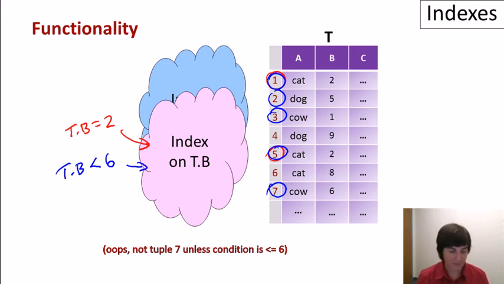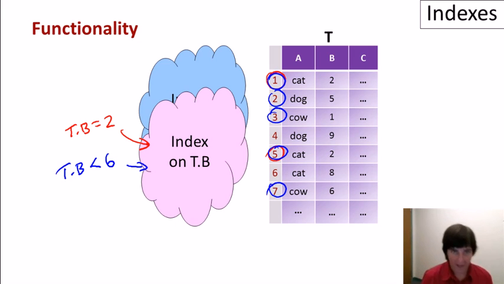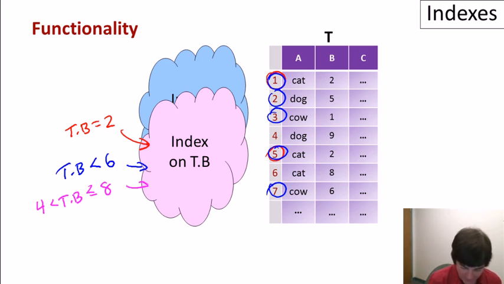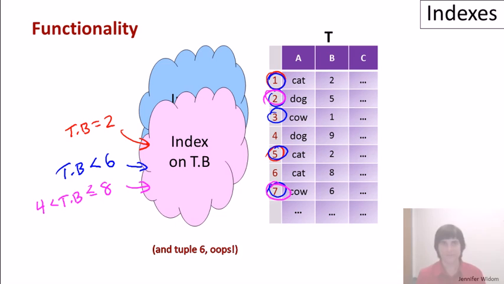We could ask an even more complicated question. We could ask when the value for T.B is, say, greater than 4 and less than or equal to 8. Again, we ask the index, and in this case, the index would tell us that it is tuple 2 and tuple 7 in that case.